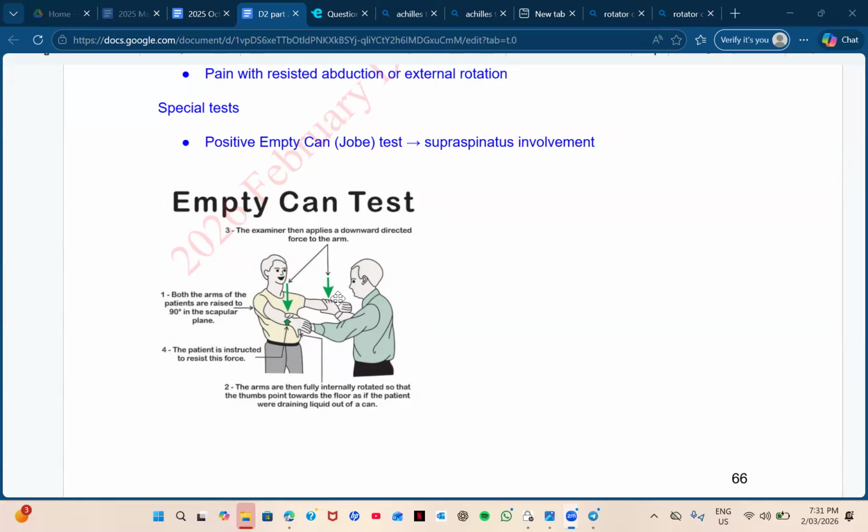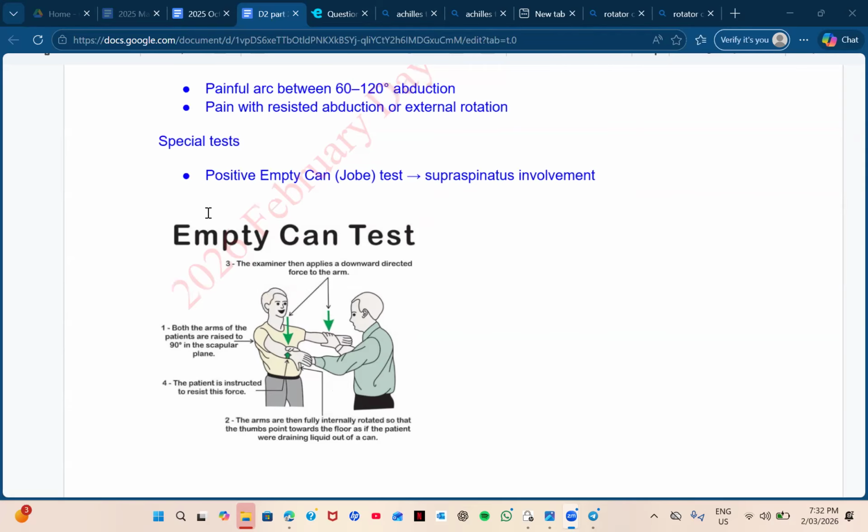Okay, the doctor is applying a downward pressure, a downward force. Then what can the patient feel? These patients feel pain or weakness during this resistance, right? Because he's trying to resist this force, because the doctor is applying a force and the patient is advised to resist, right? Because of this process, the patient can feel pain or weakness.